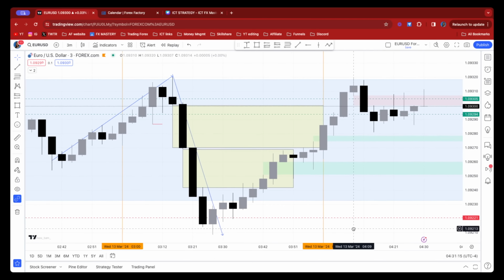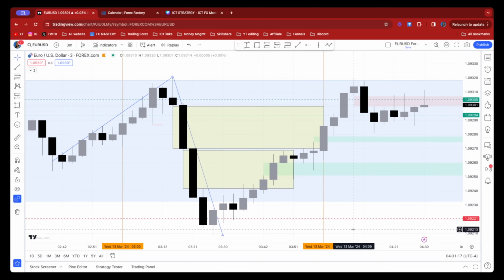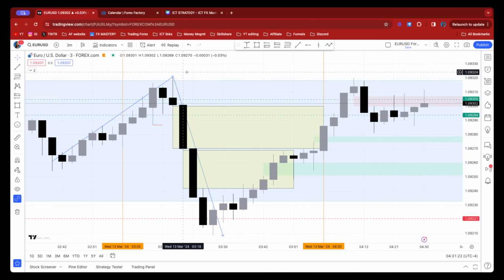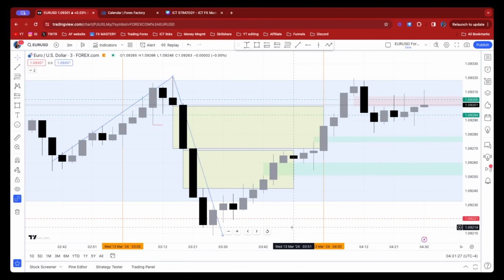That's a good reason to not enter any trade during this silver bullet time, because the price, after taking buy side, completely reversed, show us what we wanted to see, but then it took out sell side liquidity. And so that alone tells us that we cannot trust this price movement in this case. And it's better to preserve our capital and not to be trading.